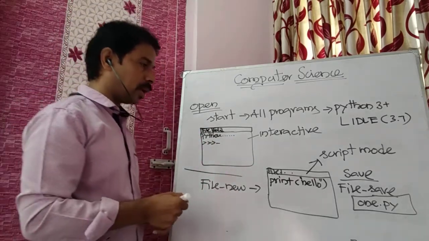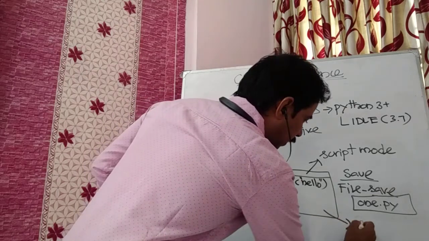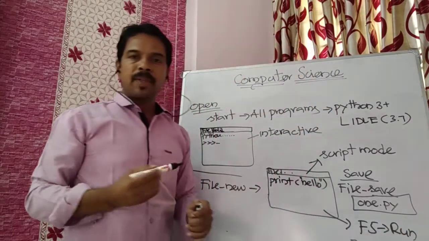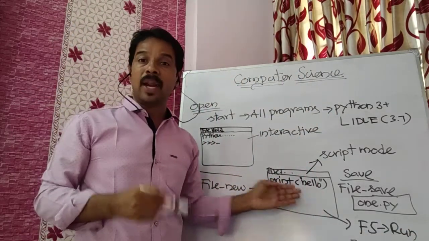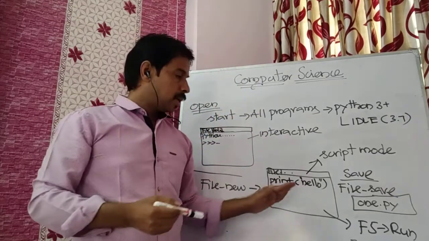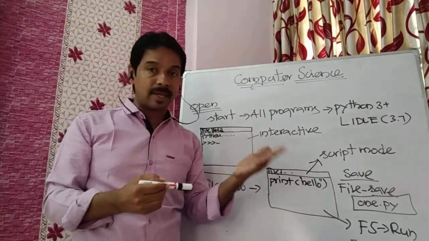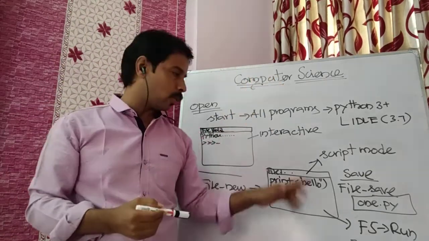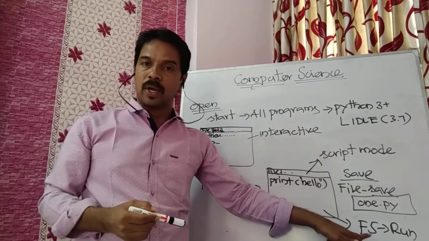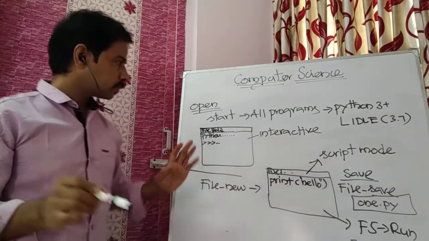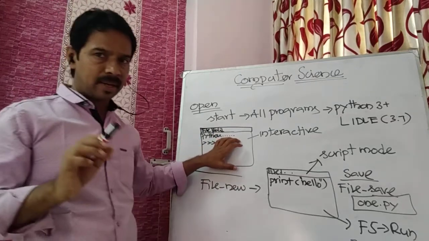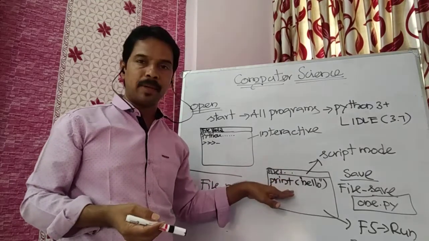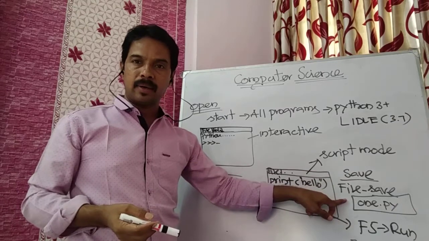In order to run it, you have a shortcut key called F5. F5 for running. If you want to run this file, run in the sense to see the output. In that case, it will do compilation work, I mean interpreter work, that is checking the error. After that, it will show the result also. Are you clear? In the interactive window, you are not storing anything. In script mode, you can store the content which you want. After typing, save your file.